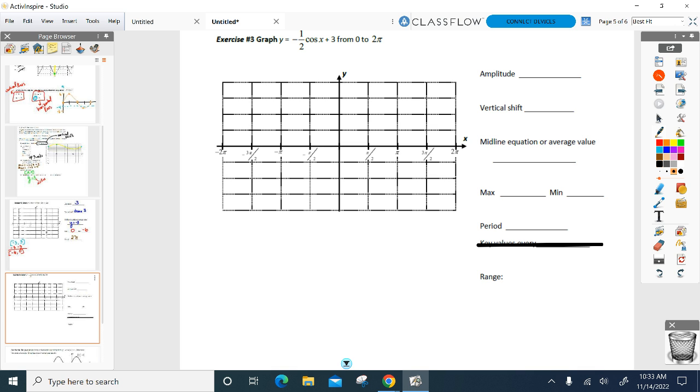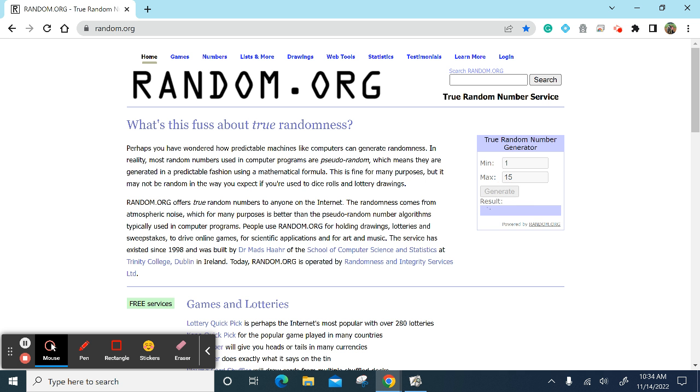Don't get intimidated. When you're doing the assignment here in a couple minutes, do all these questions first. Graph last. Please graph last. Find all these values first. Amplitude. I'm hoping somebody makes the mistake here. What's the amplitude here?